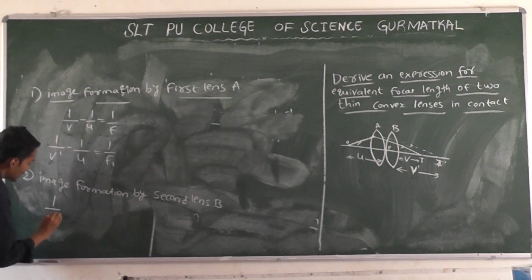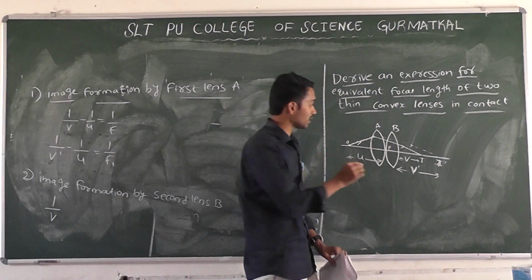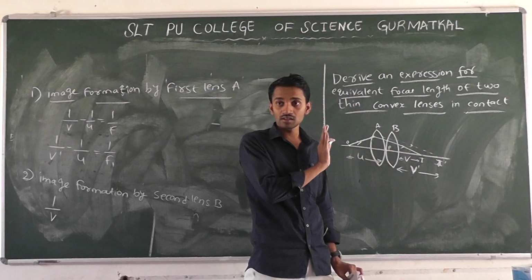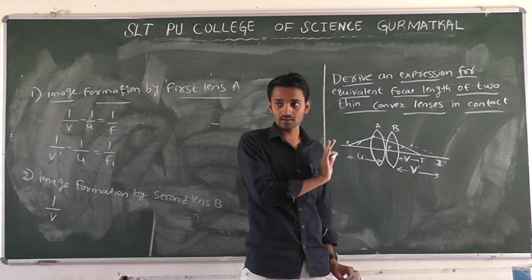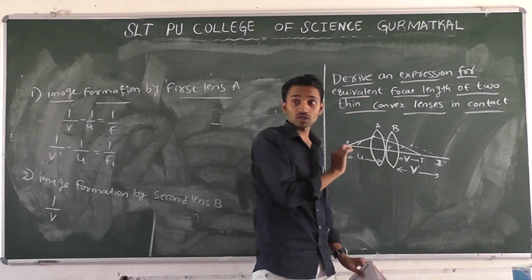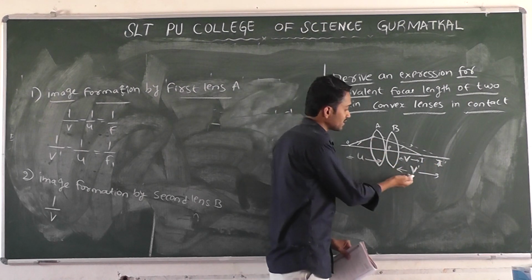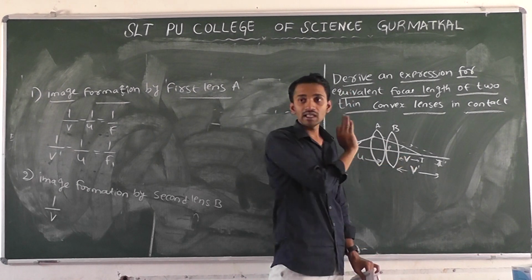1 by V, the image distance. Which one is the object distance in the second case? Yesterday also we took the same case. In the second case, V dash is the object distance. So V is our image distance. Yesterday's concept we are repeating here. So I dash acts as a virtual object, and V dash is the object distance and V is the image distance.